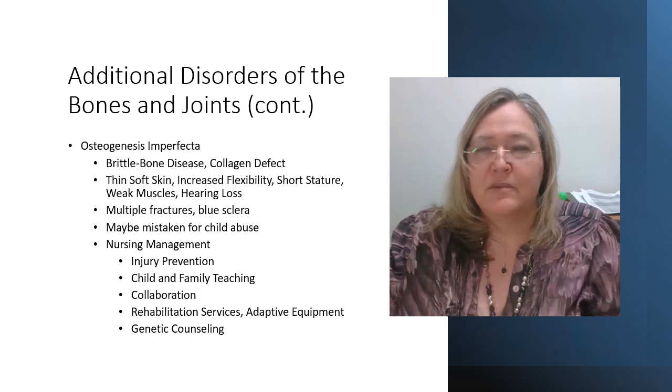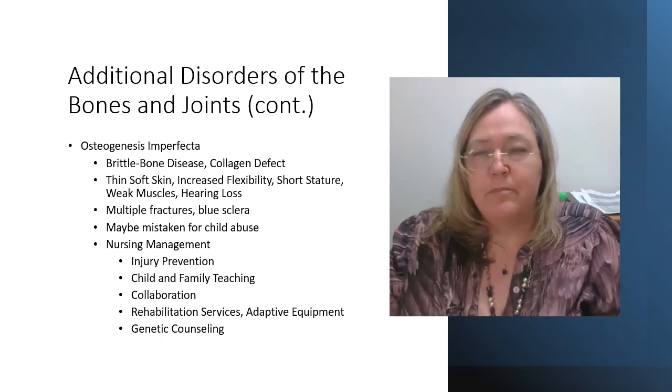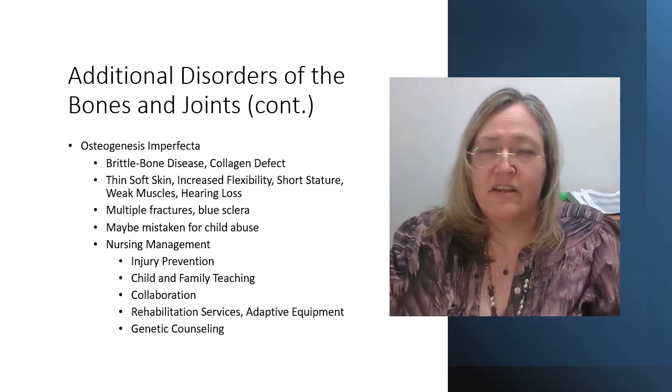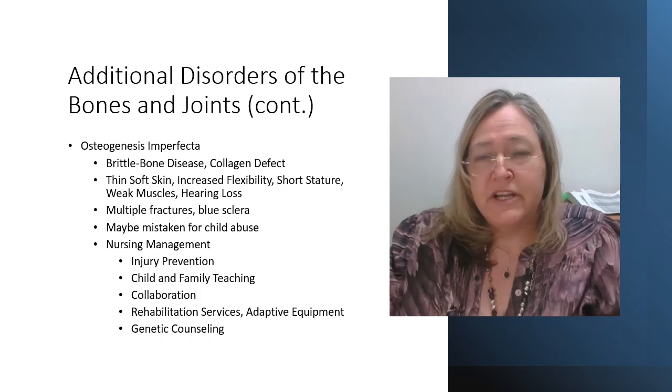So when the child presents a second or a third time, it starts to generate definite suspicion of abuse if they aren't screened for this particular disorder.